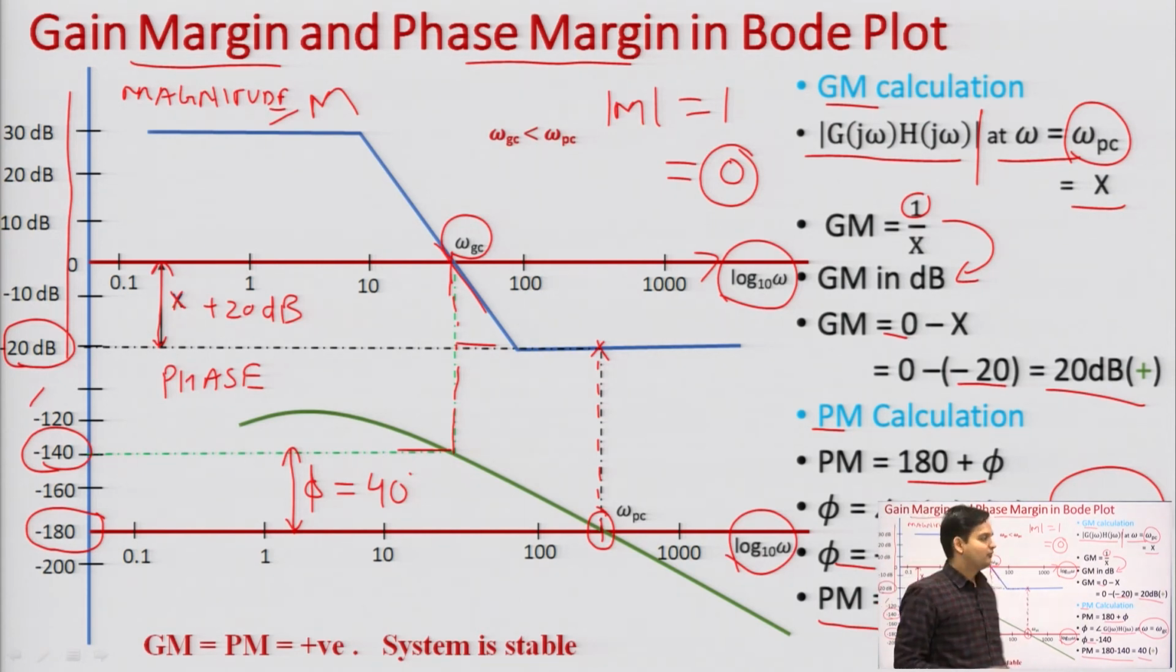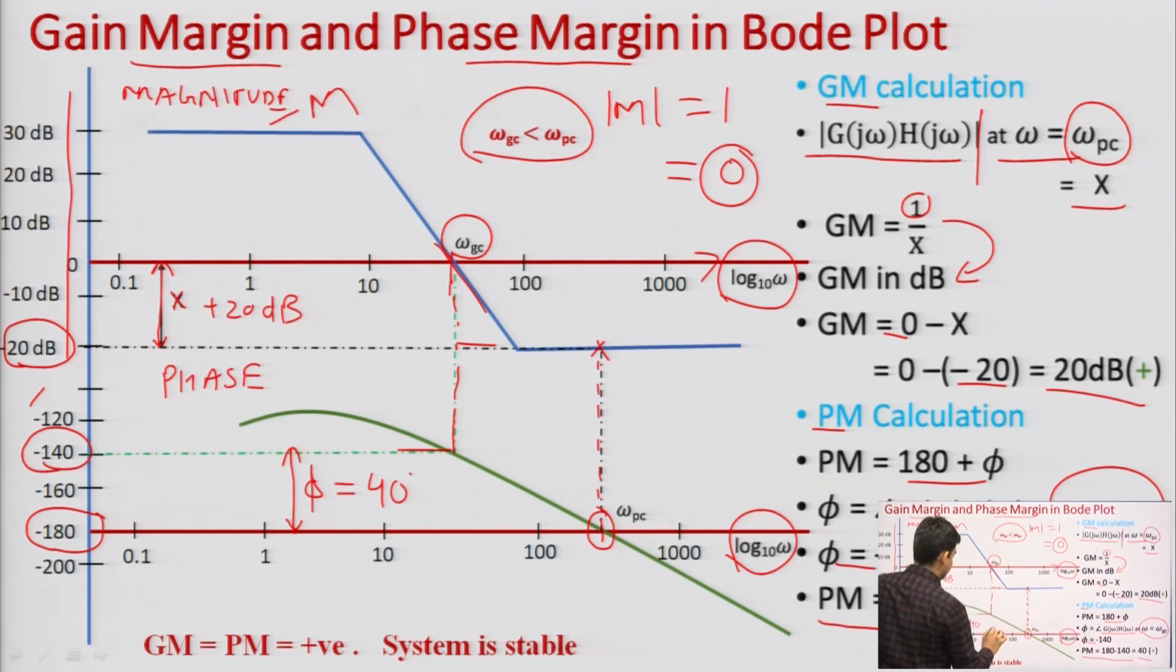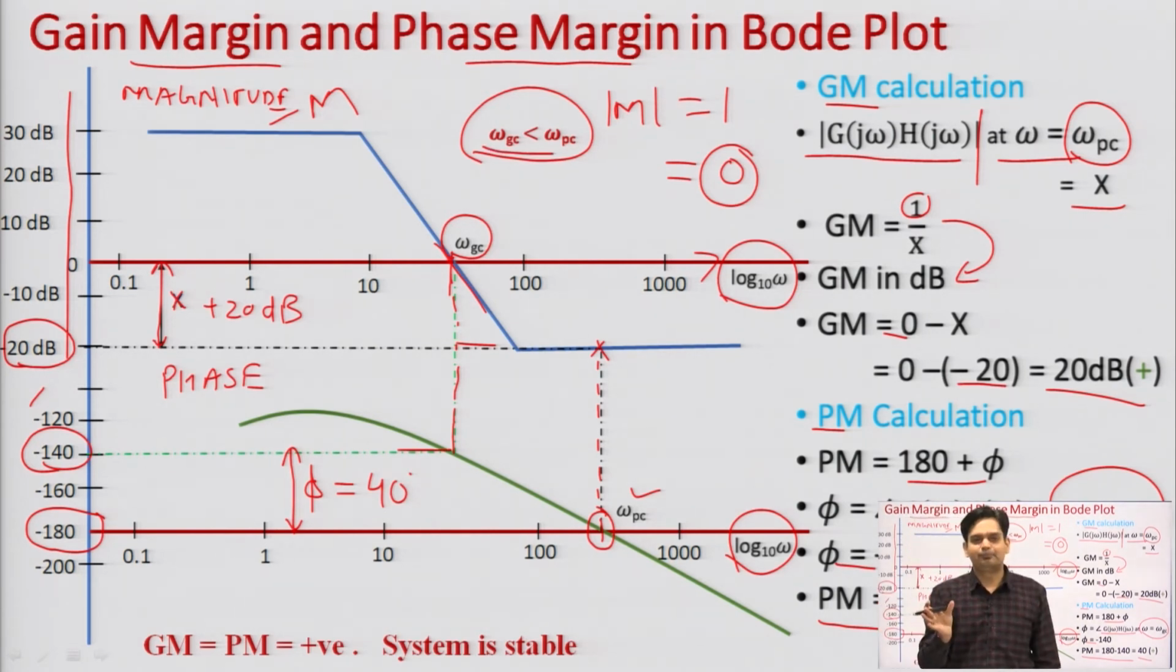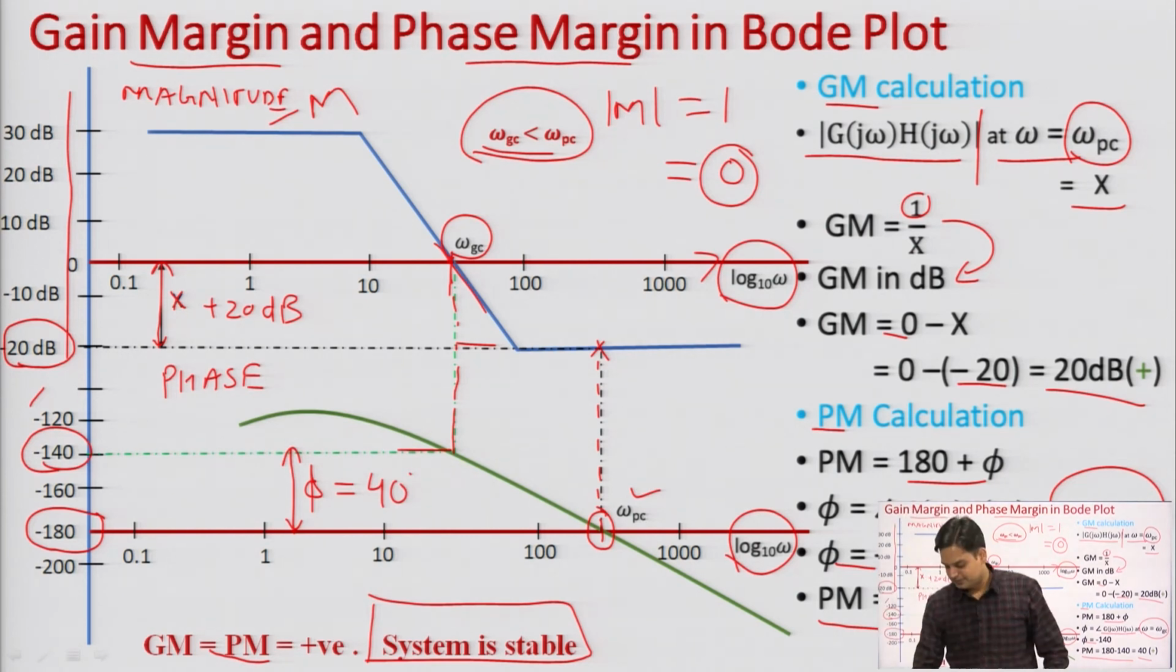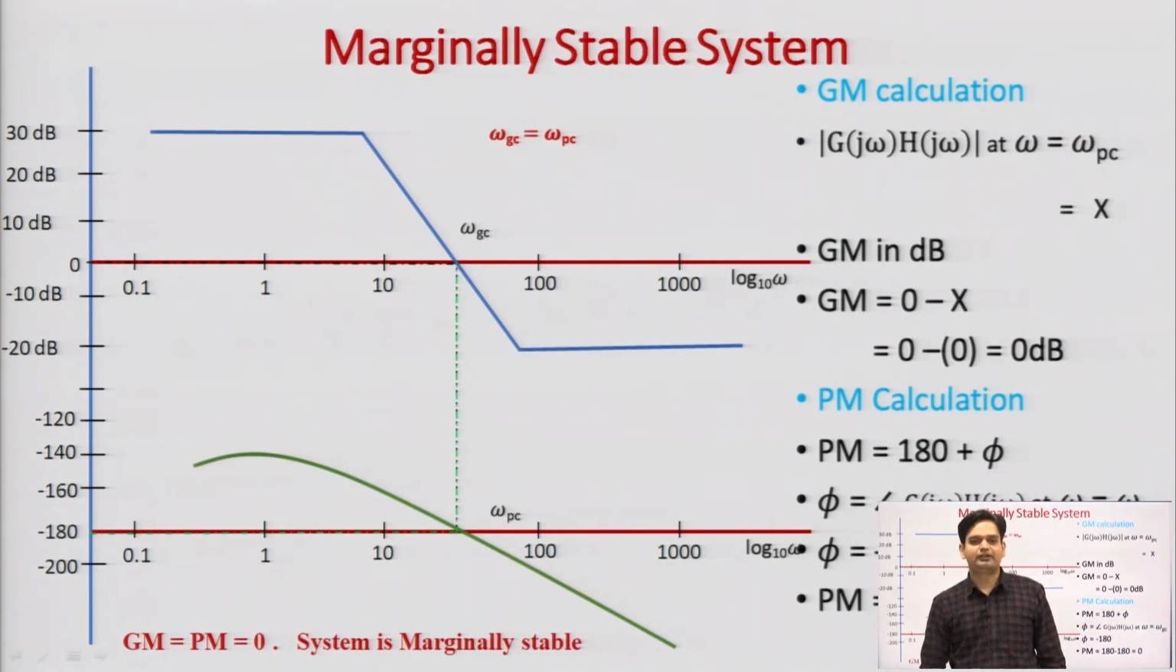Okay. So, here one more thing you can see: omega gc is less than omega pc. This is my omega pc location, this is omega pc, this is omega gc, and this is the condition that we declared in the polar plot for stability, right. So, this is the Bode plot of a stable system, where gain margin is positive and phase margin is positive, and we can say our system is stable. Okay. Later we will discuss how to make this magnitude plot and phase plot.